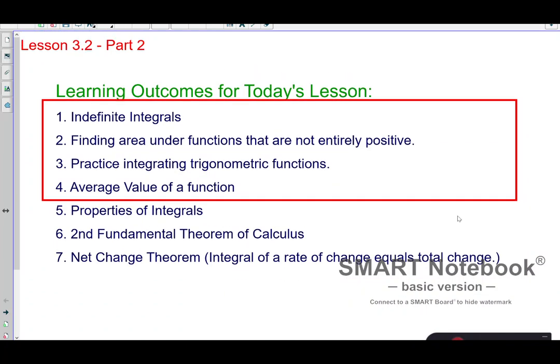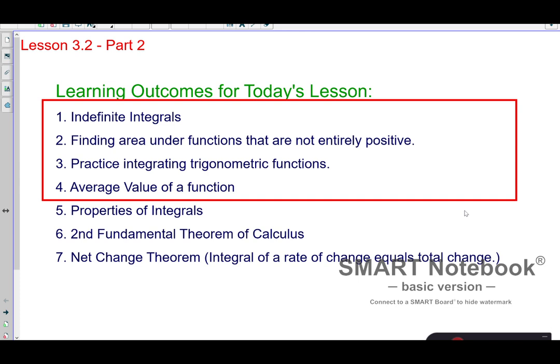Welcome back, everyone. In this segment, we will continue our discussion about finding area, about integration in general, other applications of integration and evaluating integrals. And I have quite a bit of topics here to cover. So what I'm going to do is again break it down into two separate segments.